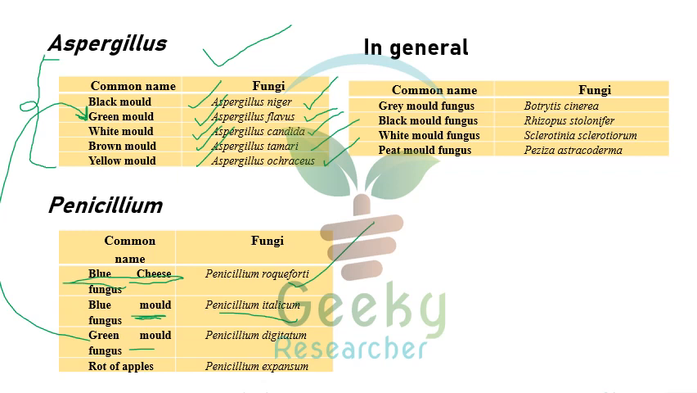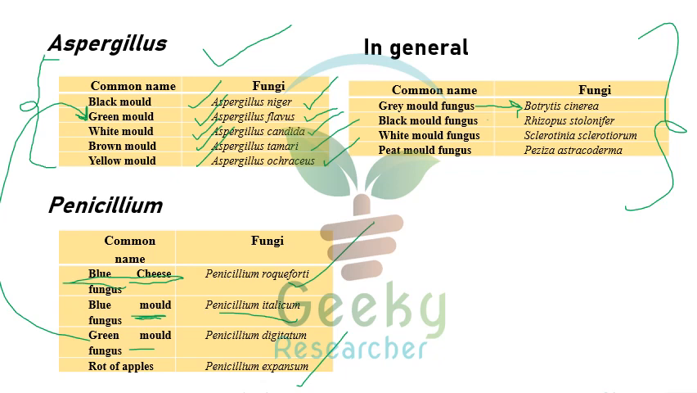Okay, the rot of apples is caused by Penicillium expansum. In general, it is not related to Penicillium or Aspergillus. In general, if it is a grey mold fungus, that is Botrytis. Mostly we can see it on strawberries. You just buy strawberries, place them outside or maybe in the fridge, and within 2 days you can see the Botrytis. It is a very severe pathogen, especially on strawberries.